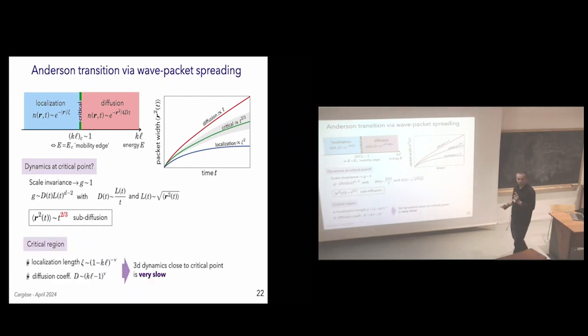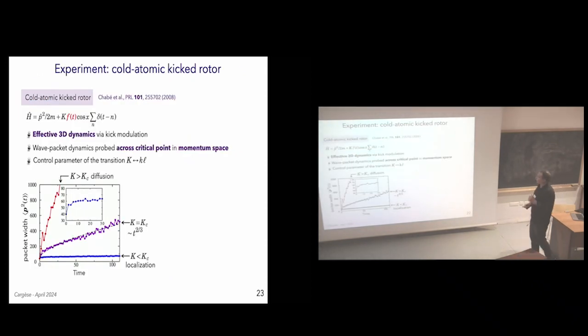So one remark, I recall that close to the critical point the localization length diverges, the diffusion coefficient vanishes, and this can be a problem for experiment. If you probe transport very close to the critical point, it means the dynamics is extremely slow. And experiments are always limited in time.